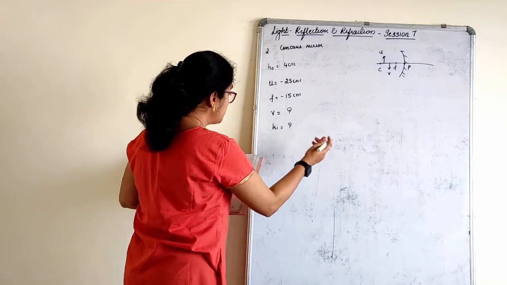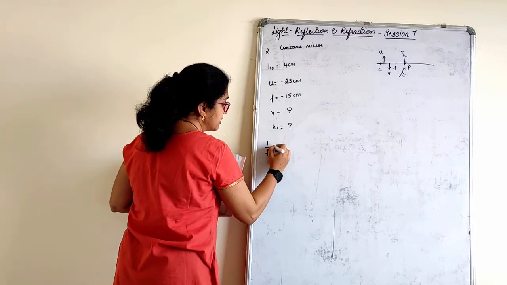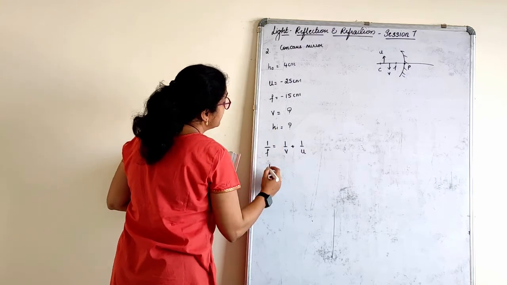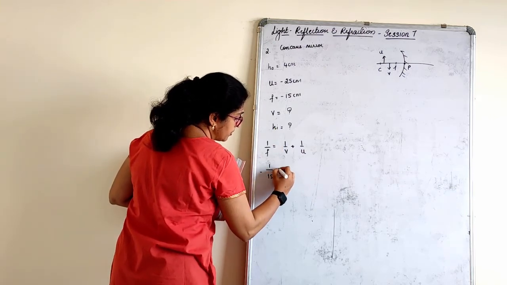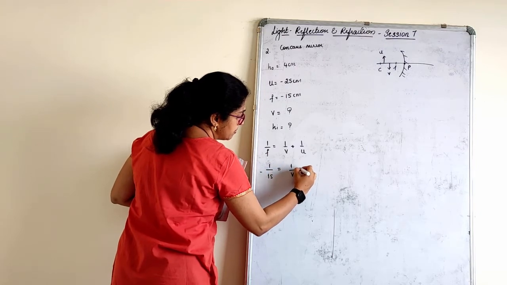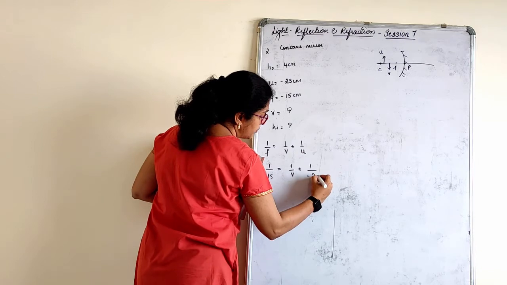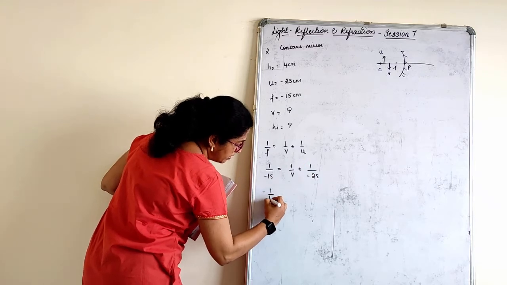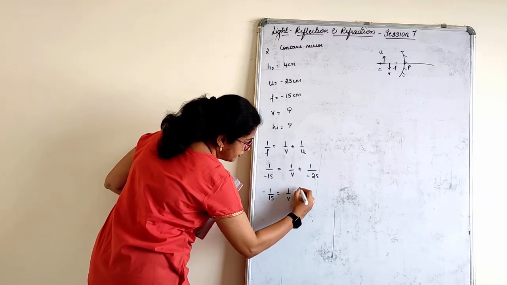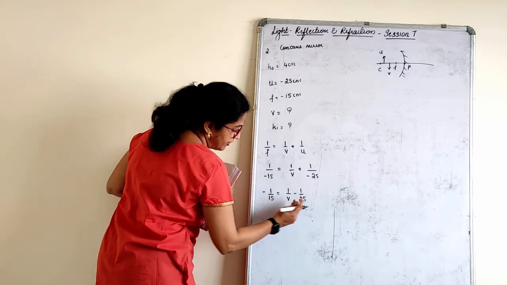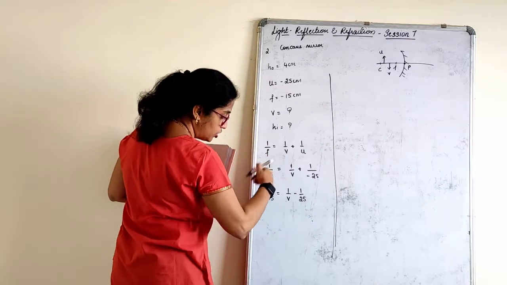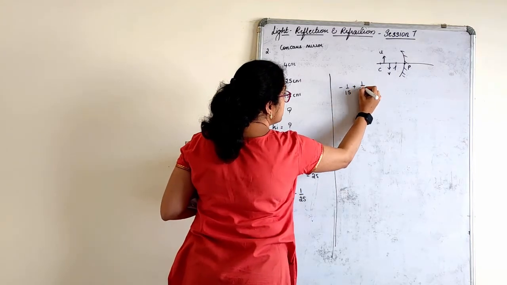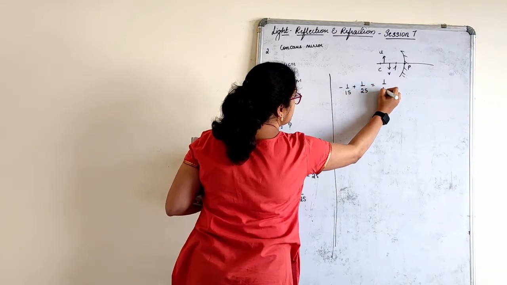Mirror formula, what you have to use here: 1 by F is equal to 1 by V plus 1 by U. Start substituting. 1 by F is minus 15, is equal to 1 by V as it is, plus 1 upon minus 25. Okay, minus I'll write here first. Then as per this, we will make this minus 1 by 15 is equal to 1 by V minus 1 by 25. Okay. Now shift this side. So this is minus 1 by 15. Minus will go this side. Plus 1 by 25 is equal to 1 by V.